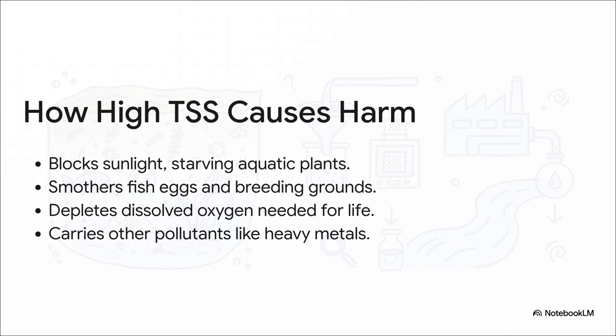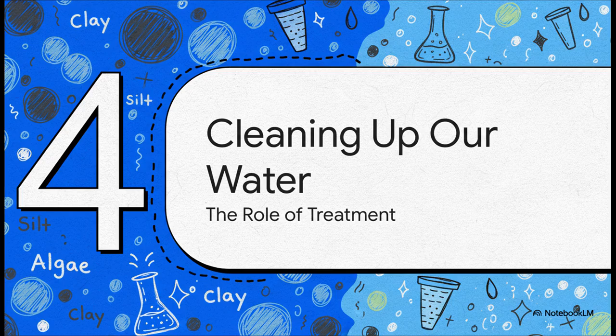First, all that floating stuff makes the water cloudy, which blocks sunlight from getting to the aquatic plants below. No sun, no photosynthesis, no oxygen. Then, as these solids eventually settle, they can literally smother fish eggs on the riverbed, destroying breeding grounds. Plus, as all the organic junk decomposes, it sucks up the oxygen in the water that fish need to breathe. And if that wasn't enough, these little particles act like tiny taxis for other pollutants, like heavy metals and bacteria, giving them a free ride through the ecosystem. It all sounds pretty grim, I know, but here's the good news. We have the technology and the infrastructure designed specifically to fight this problem. So let's flip the script and look at the solution.